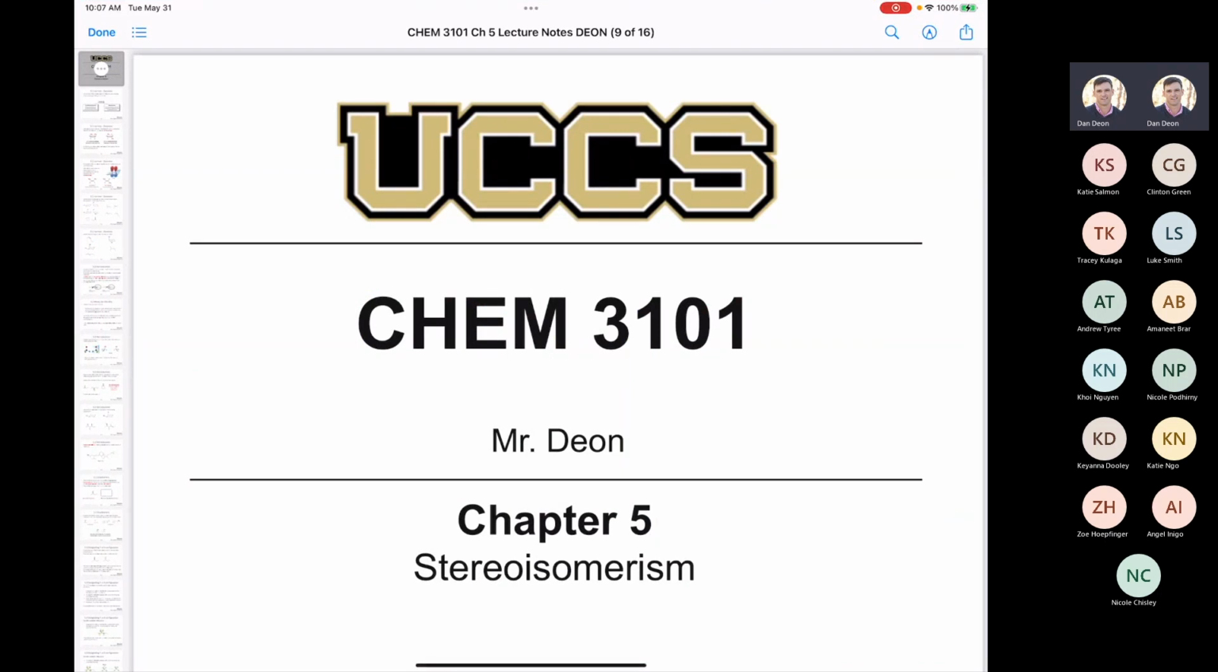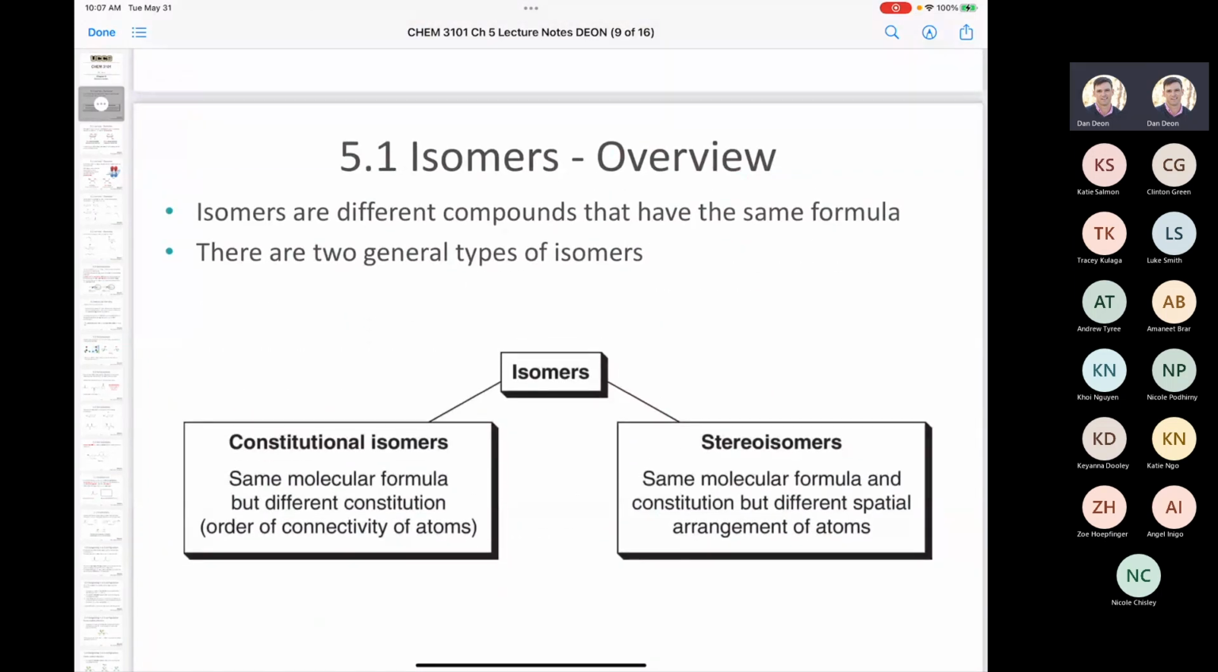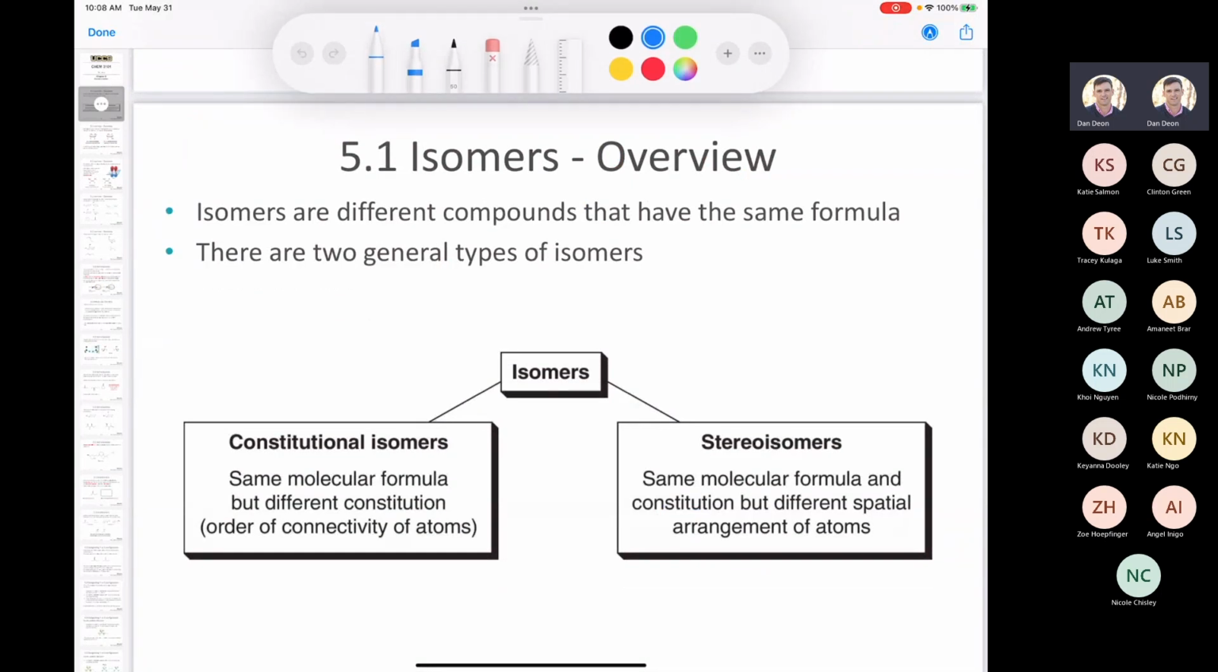Okay, Organic Chemistry 1, let's start Chapter 5, which deals with Stereoisomerism. Big word, but we're going to cover what that means. So let's review what isomers are. Isomers are compounds that have the same formula, but there's two general types of isomers.